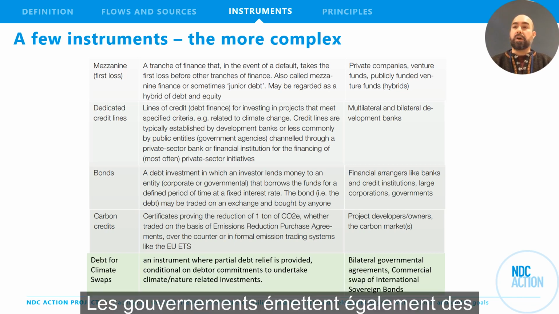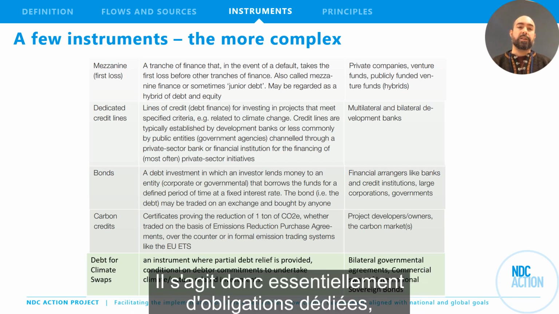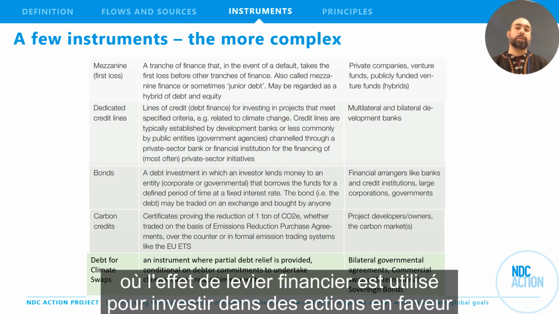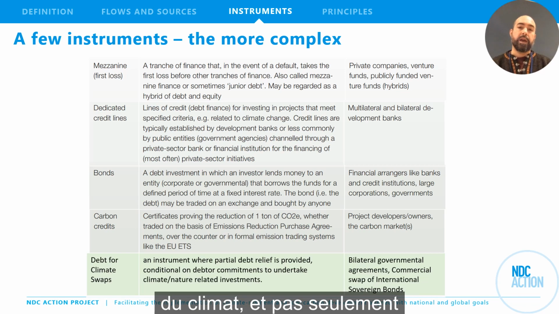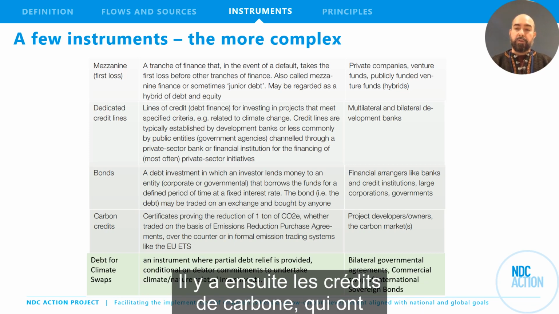And we see governments issuing bonds, blue bonds or green bonds also. So basically dedicated bonds where the leveraged finance goes towards investing in climate actions, and not only governments, but also it can be other institutional stakeholders.